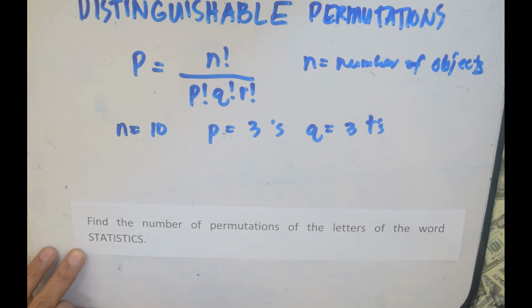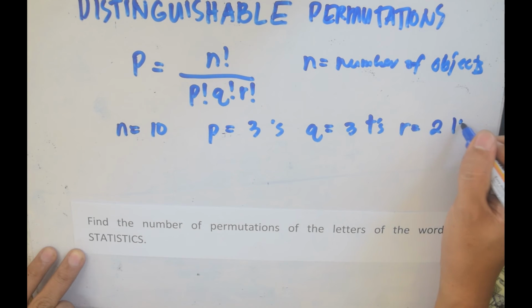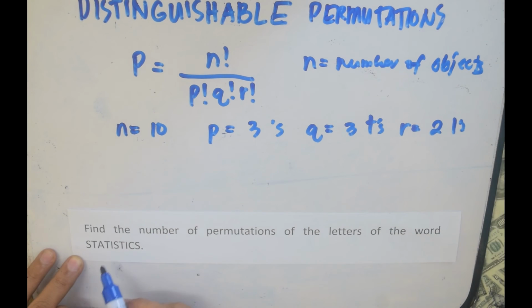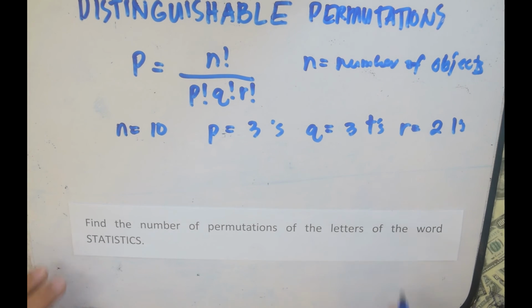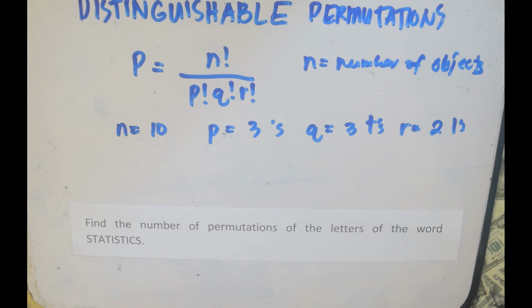And our r here, let's see, I. Okay, 1, 2. There are 2 I's. Okay? Do we still have another one? A is only 1 and C is only 1. Okay, no more letters that are being repeated. So only S, T, and I. Okay, let's solve this one.